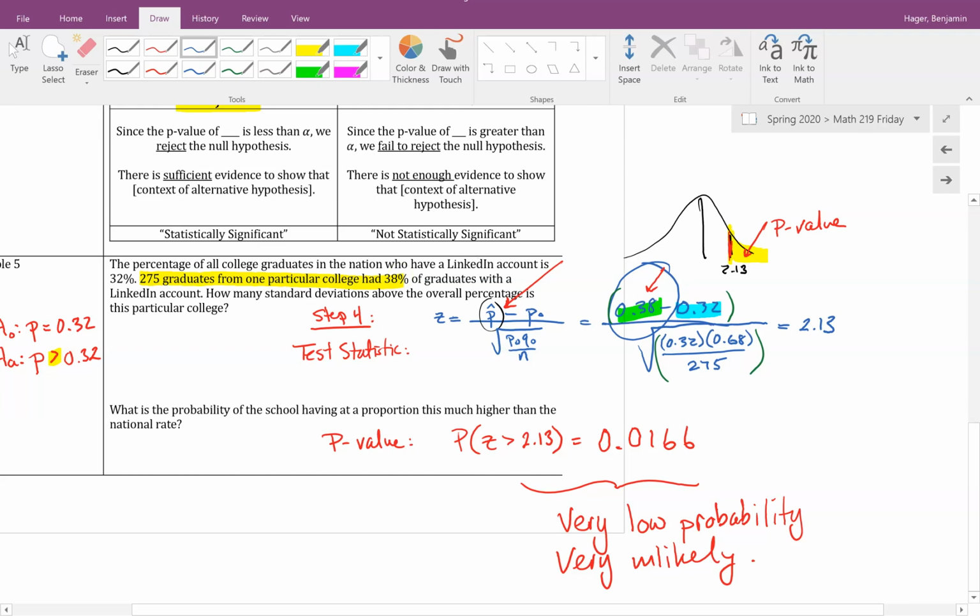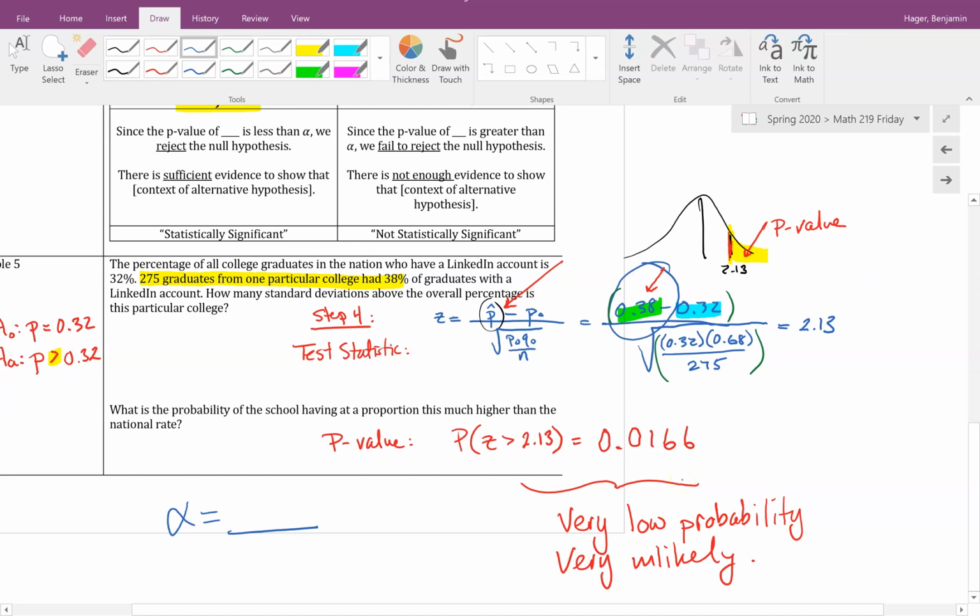Now, I can't make my conclusion because I didn't first determine what level of significance I'm comfortable with. What was the threshold? If I said anything below 5% and I'm going to reject that original hypothesis, then I would reject. But if I said anything below 1% is my threshold and I'm only going to reject the null hypothesis if my probability is under 1%, then in this case I would not reject. I would fail to reject.